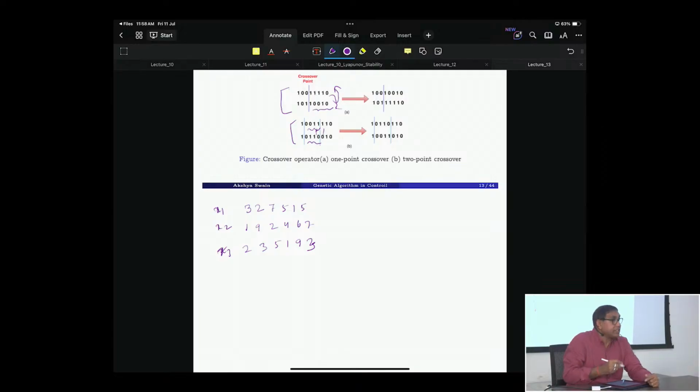In the second generation, what I will do, suppose I do this point, 3 to 7. Suppose I want to do this point crossover, so I will generate 3 to second 5467 and 197515.